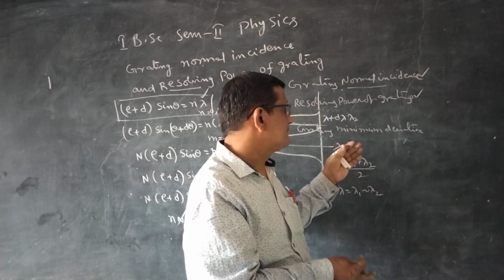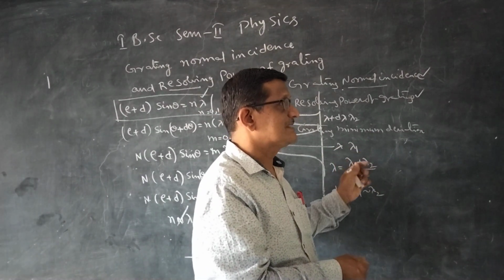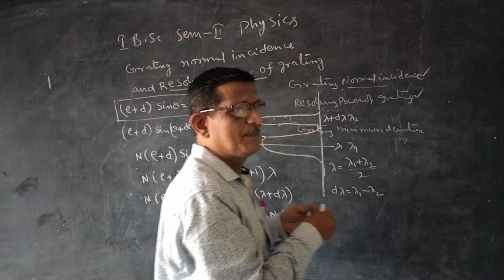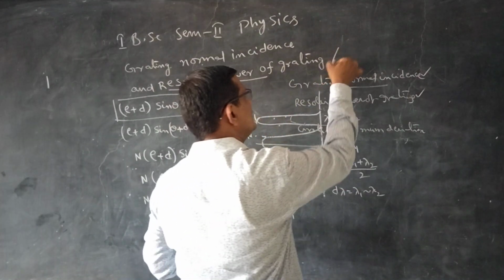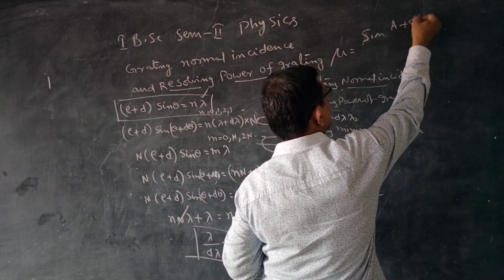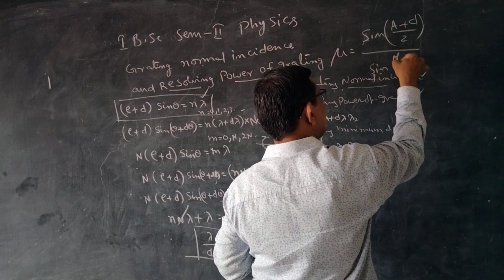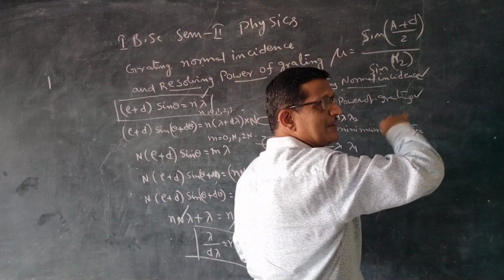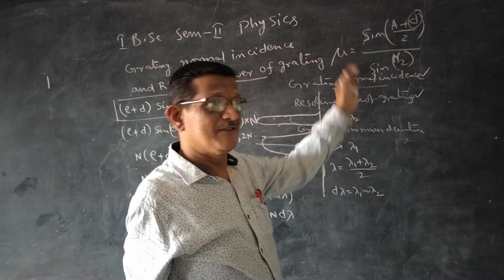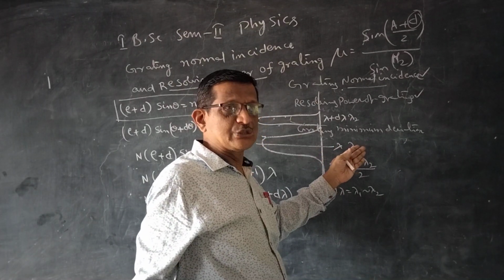The minimum deviation position is the same as in the case of prism minimum deviation. You know the value of the prism refractive index mu is equal to sin((a plus b) by 2) by sin(a by 2), where b is the angle of minimum deviation, the angle measured in minimum deviation position in the case of prism. The same can be done in the case of grating also.